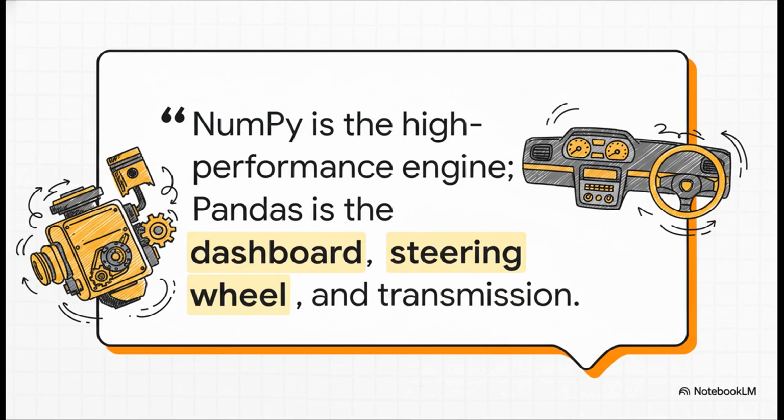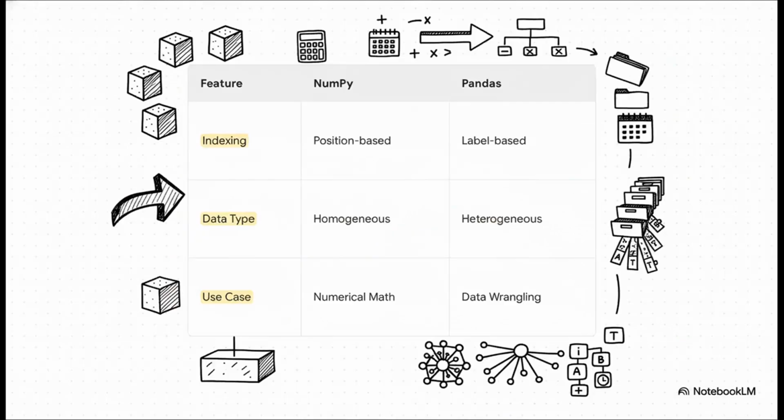You want a dashboard and a steering wheel, and that's exactly what Pandas is. It's built right on top of that powerful NumPy engine. So how are they different? Well, this table breaks it down nicely. For indexing, NumPy just uses simple numbers, position 0, position 1, and so on. Pandas gives you powerful human-readable labels, like column names.